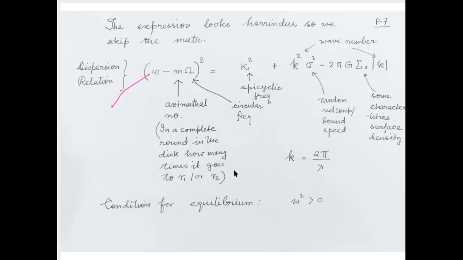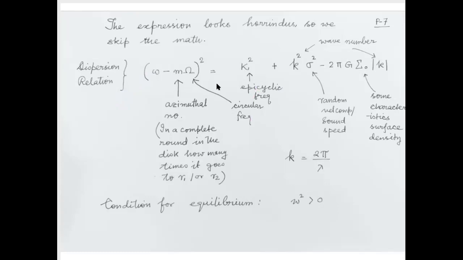Okay, now, so that is m. Omega is the circular frequency or the azimuthal frequency. Kappa is the elliptical frequency. k is the wave number. So this is kappa and this is k. They are different. Sigma 0 is some characteristic surface density. It's just like rho 0 before. And sigma is a random velocity component. So I can also think about it as a speed.